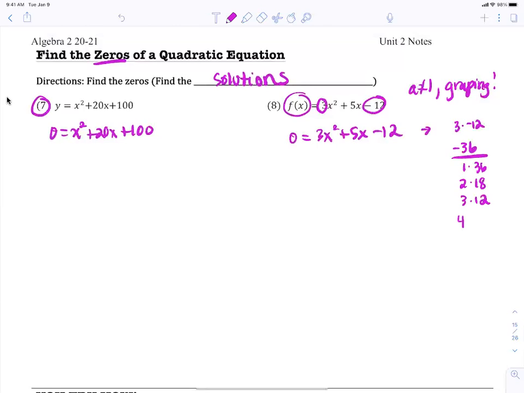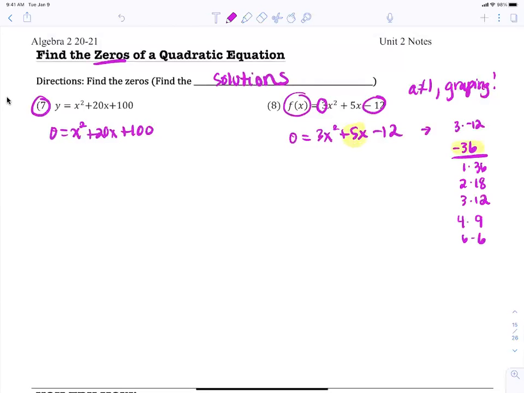You could do 4 and 9. And last but not least, you could do 6 and 6. Now, just like all the other problems though, you're going to say, okay, what numbers multiply to give me -36 that also add to give me 5?